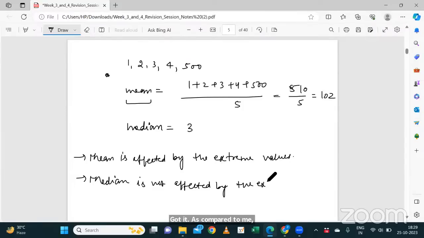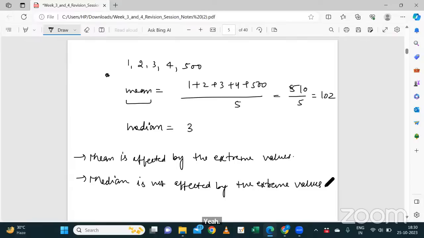Yes, sir. You got the idea? In this case, the extreme values are the end values, right? Yeah, the extreme value is 500. But in some cases, the extreme value can be in the middle also, right? Yes, then the mean can be affected. So basically, the mean is more affected by the extreme value as compared to the median.